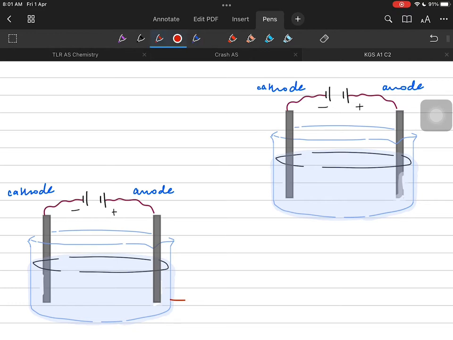Now what's the difference between these two electrochemical cells? One has concentrated aqueous sodium chloride. Now even though it's an aqueous solution, it is concentrated. The other one is dilute aqueous sodium chloride.